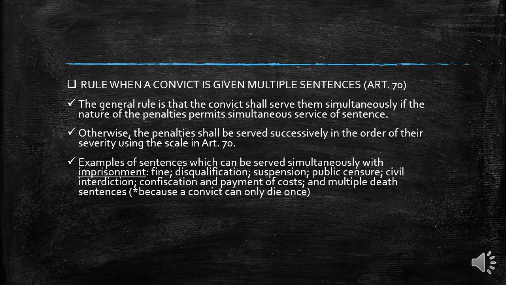Now, here are the examples of sentences which can be served simultaneously with imprisonment. They are imprisonment and fine, imprisonment and disqualification, imprisonment and suspension, imprisonment and public censure, imprisonment and civil interdiction, imprisonment and confiscation, and assuming the death penalty will be reimposed and a convict will be given multiple death sentences, they can also be served simultaneously because a convict cannot die multiple times. He can only die once.